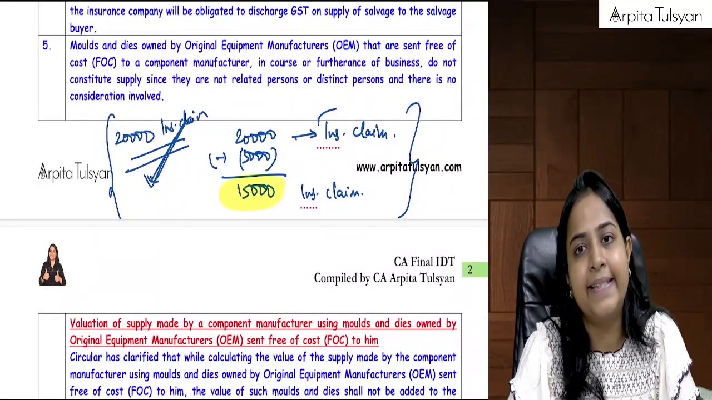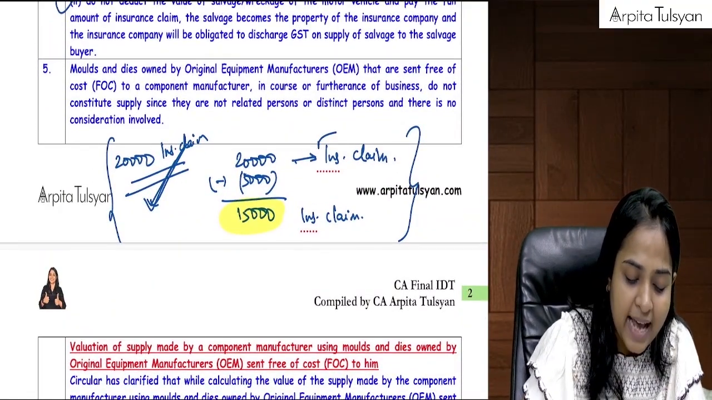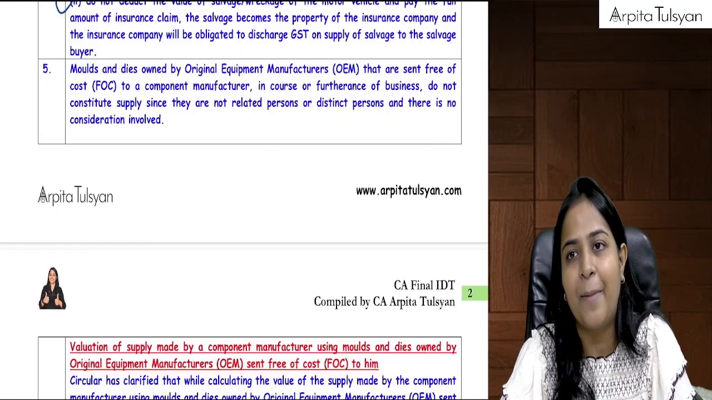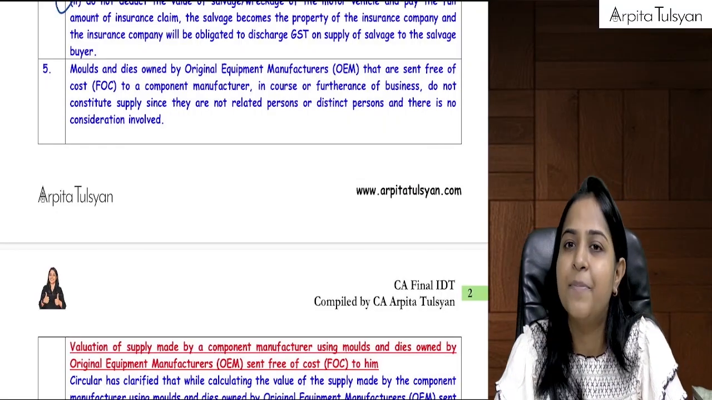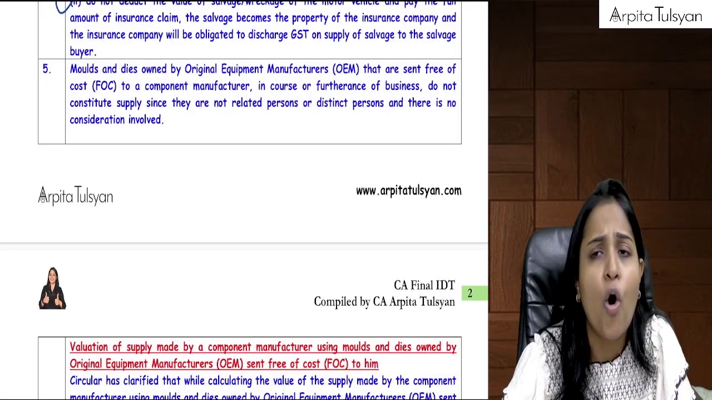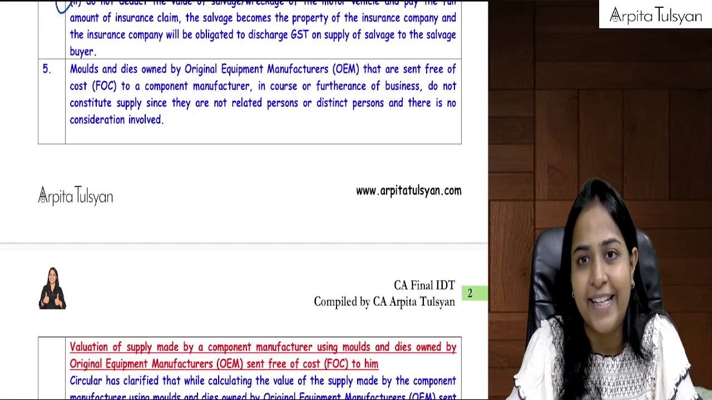Let's go to the next circular, which is very, very important, which talks about your molds and dies. Now molds and dies provisions are coming in multiple chapters. It comes in the supply chapter, it comes in the values chapter, and it comes in the ITC chapter also. So all the three parts I have taken together and will study in a consolidated manner.